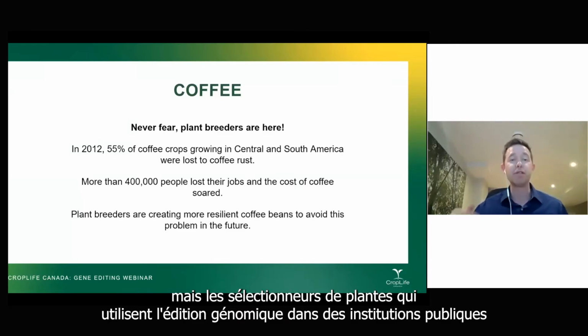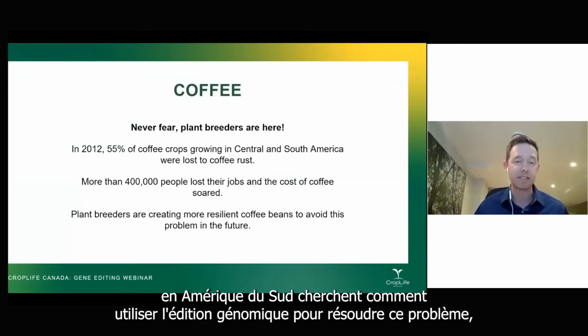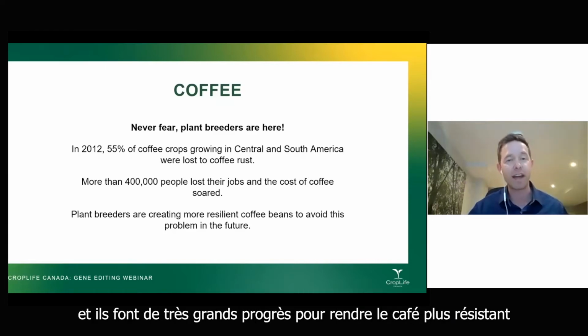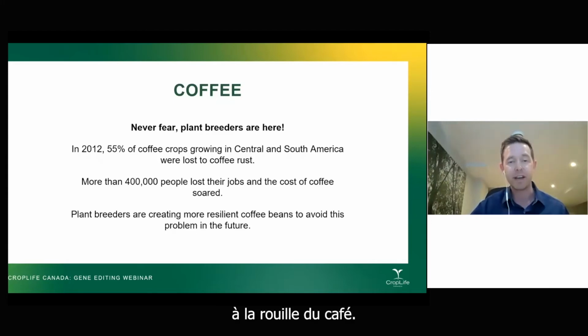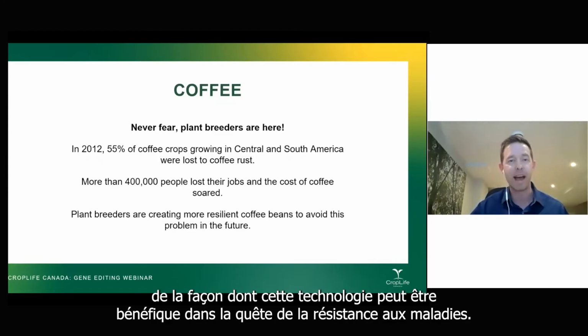But plant breeders using gene editing in public institutions in South America are looking at how to use gene editing to solve that. And they're making some really great progress in making coffee more resistant to that rust disease. So a great example of how it can be beneficial in that quest for disease resistance.